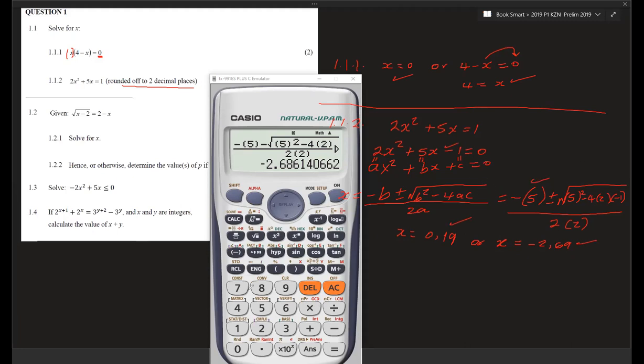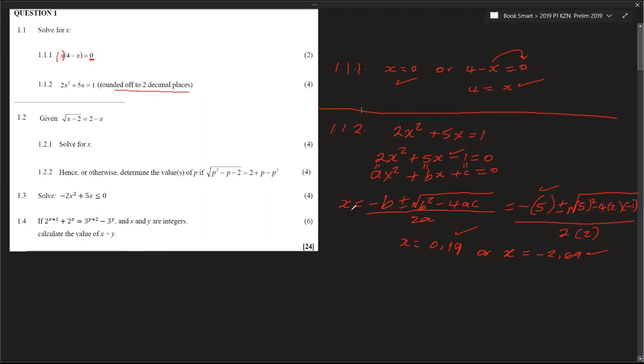Perfect. So now we're going to the next question. This I can underline. We're going to do 1.2 here. So 1.2, I have 1.2.1, which is the square root of x minus 2 equals 2 minus x.